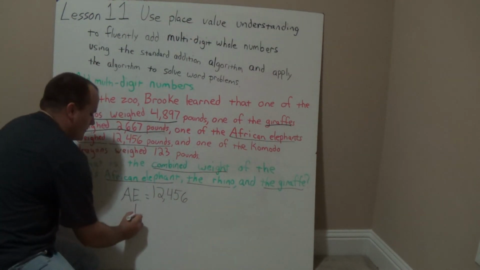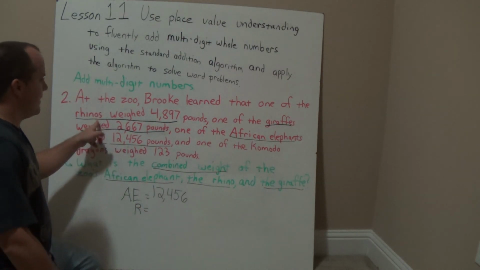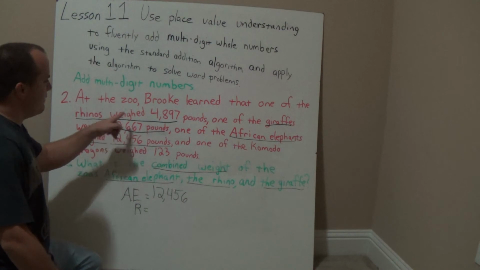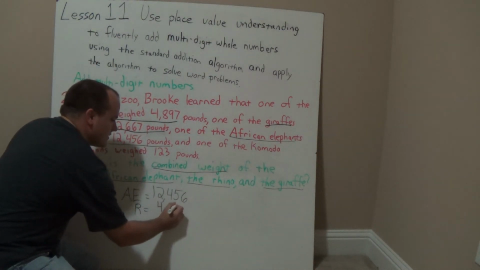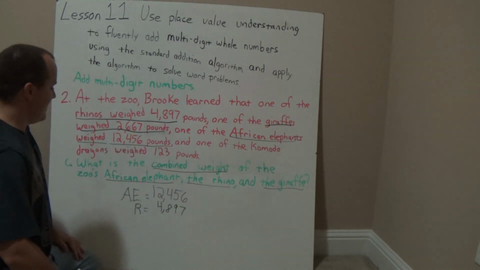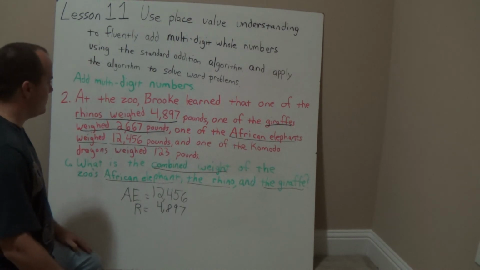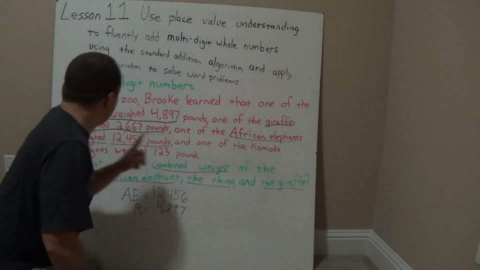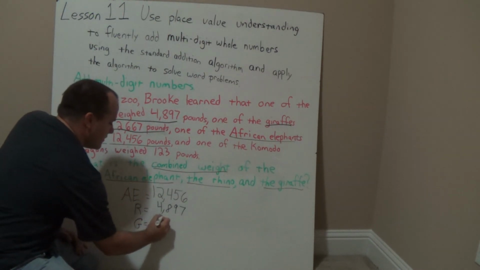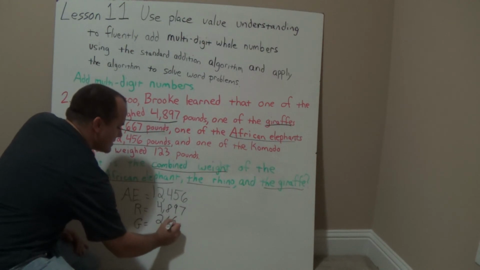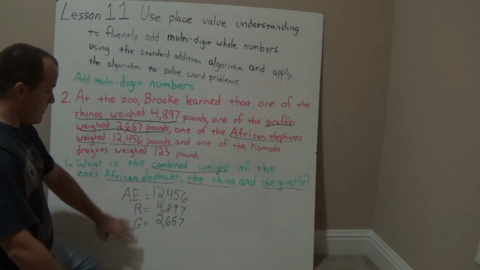I'm going to look for the rhino. I'm putting R for rhino, remember? I'm going to look for my rhino. The rhino weighed 4,897 pounds. 4,897 pounds. And then I need to find my giraffe, that long-necked giraffe. The giraffe weighed 2,667 pounds. Put a G for giraffe, 2,667 pounds. All right, now, all I need to do is take my 3, combine them together.